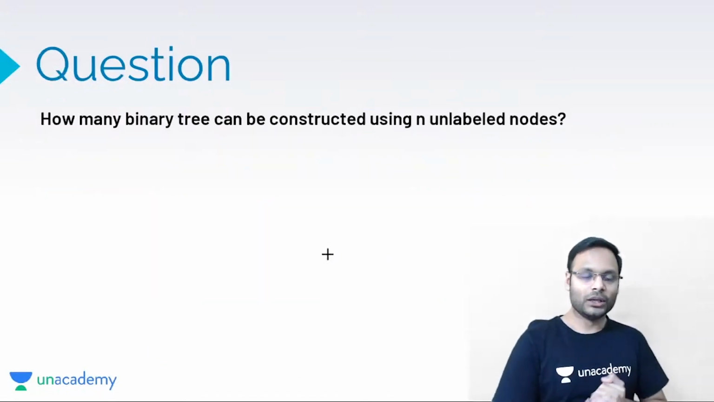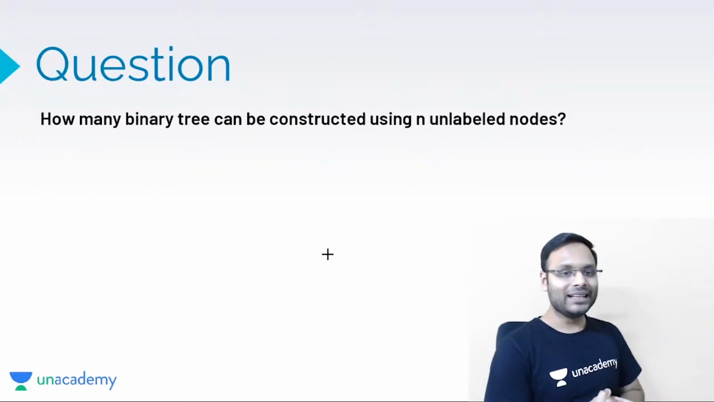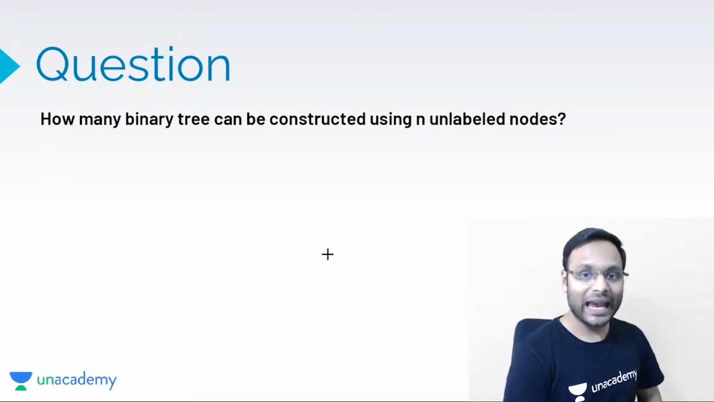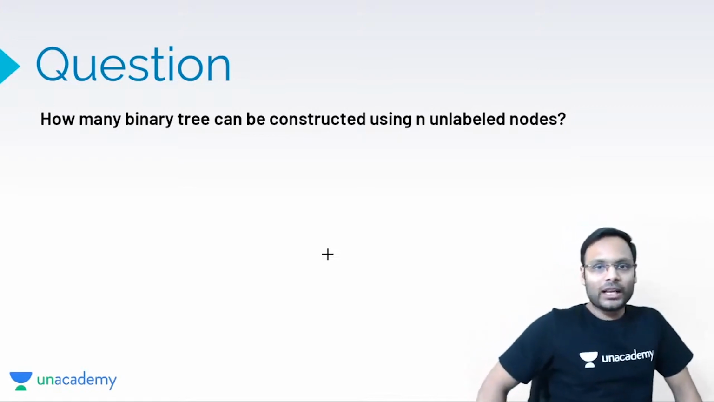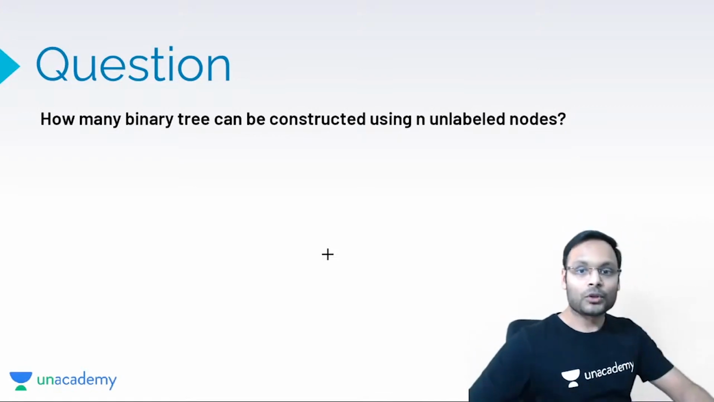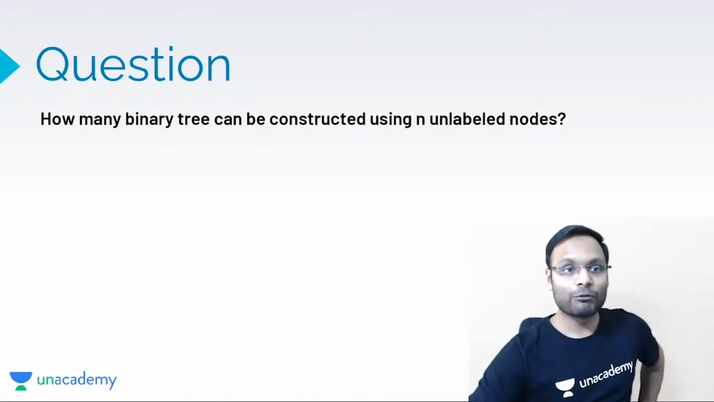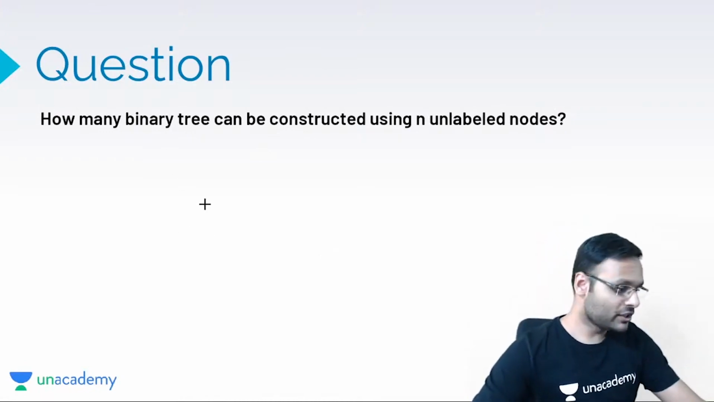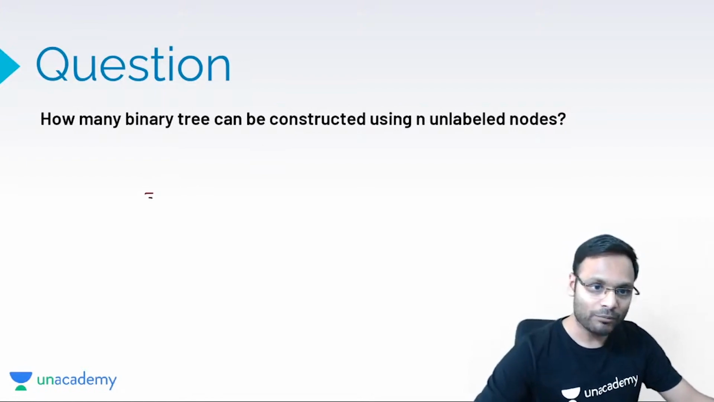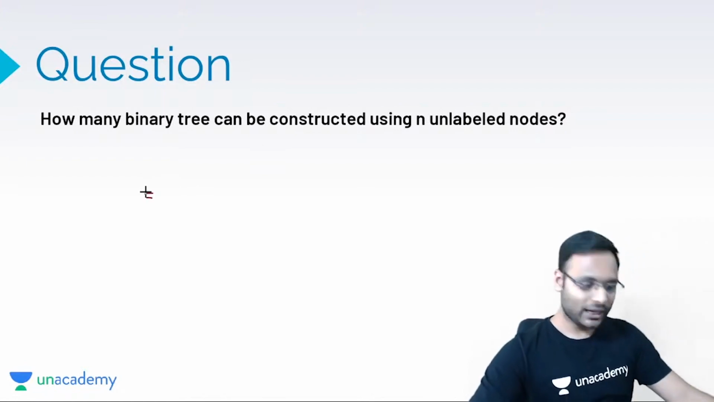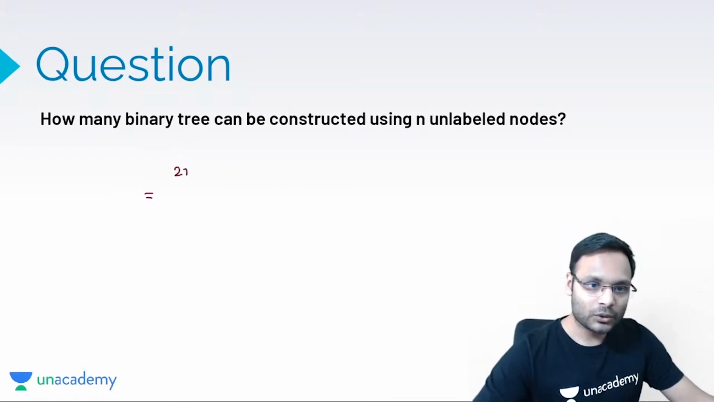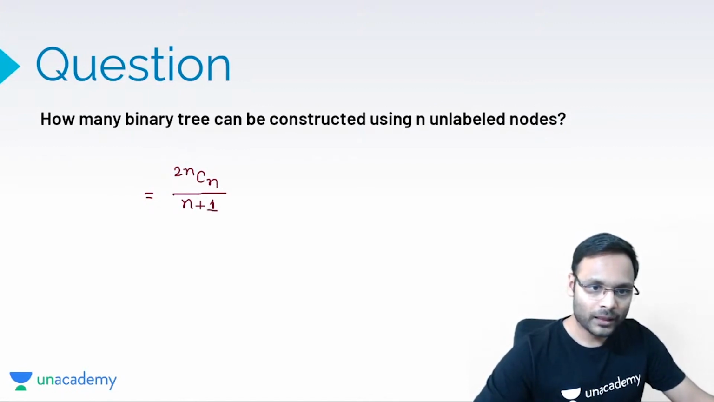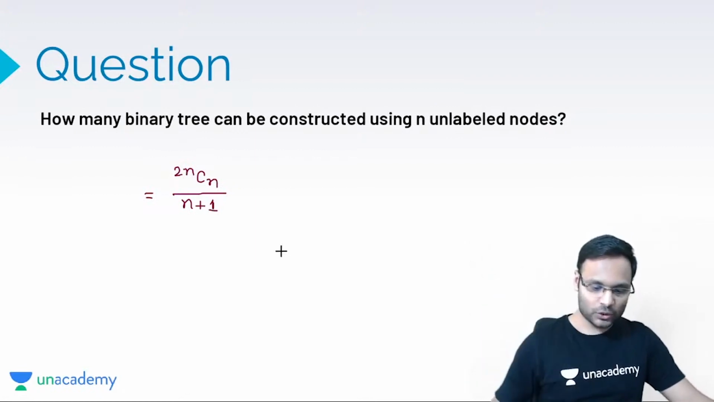Yes. Chalo. Next question is, how many binary trees can be constructed using n unlabeled nodes? Unlabeled means there is no labeling. Empty nodes are there. So the answer, if you remember, uses a formula called the Catalan number. So the number of binary trees constructed using n unlabeled nodes is the Catalan number, which is 2nCn divided by n plus 1. No key is there. Key nahi hai.